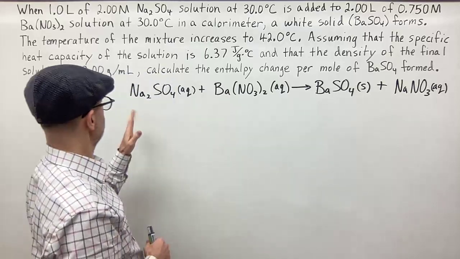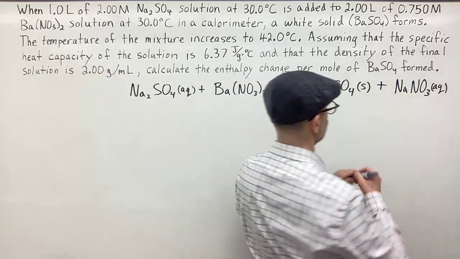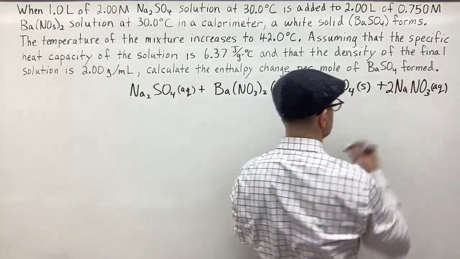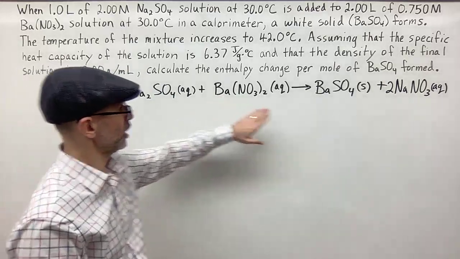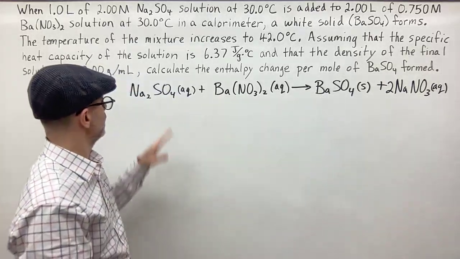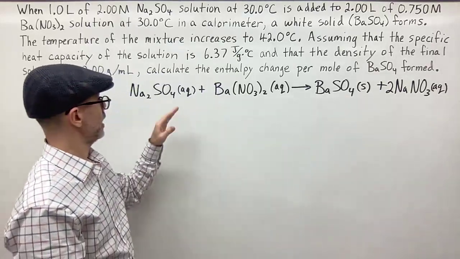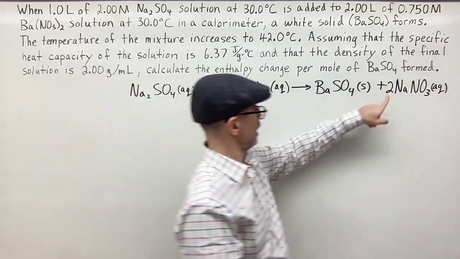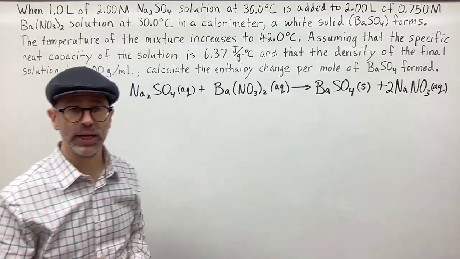And so now we just need to balance the equation. So I have two sodiums over here. I only have one over here, so I'm going to need a 2 coefficient. And I have one barium, so that's balanced. I have one sulfate, that's balanced. And I have two nitrates, and I have 2 times 1 is 2, so 2 nitrates. So now we have a balanced equation.